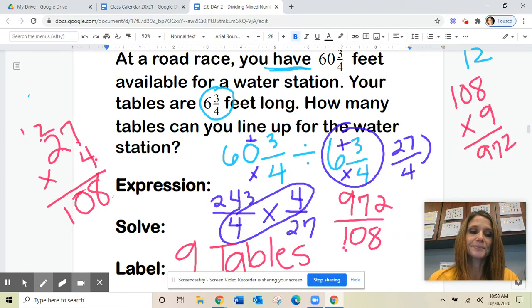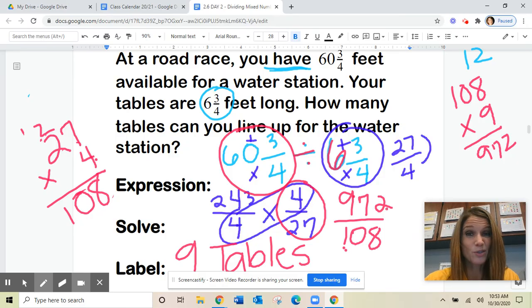row. How'd you do? Did you write the expression with this 60 value first and the tables second? Did you realize that we were splitting the big space into small table sizes? Did you prepare it correctly with impropers and flipping over your second? Did you multiply okay? Those were some big values. And did you simplify? 108 goes into 972.